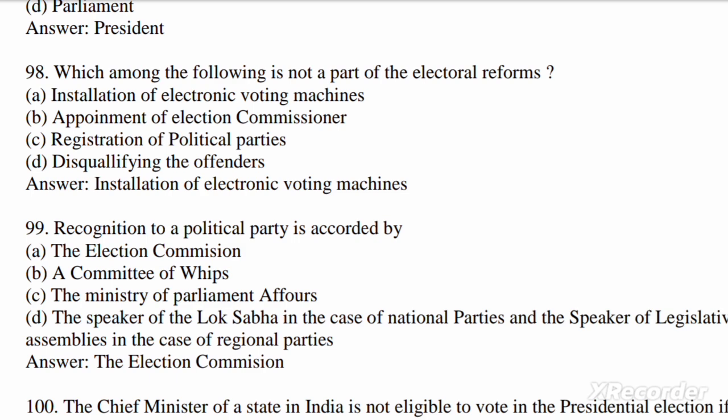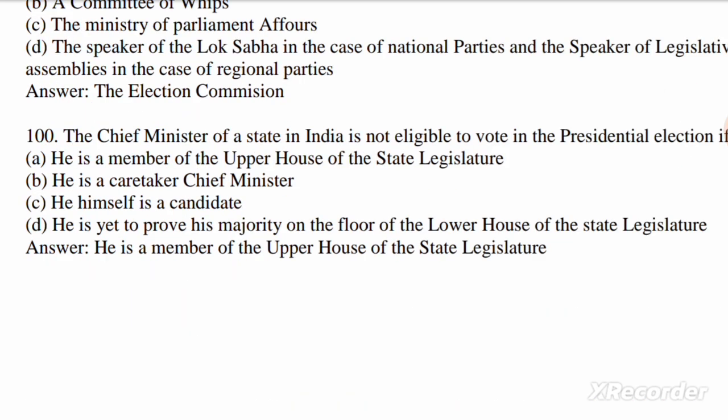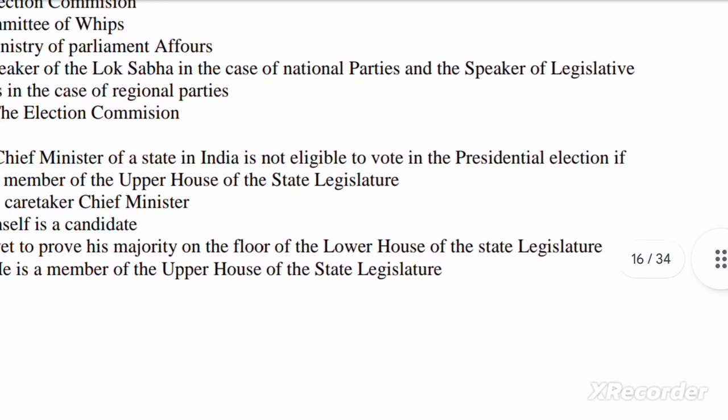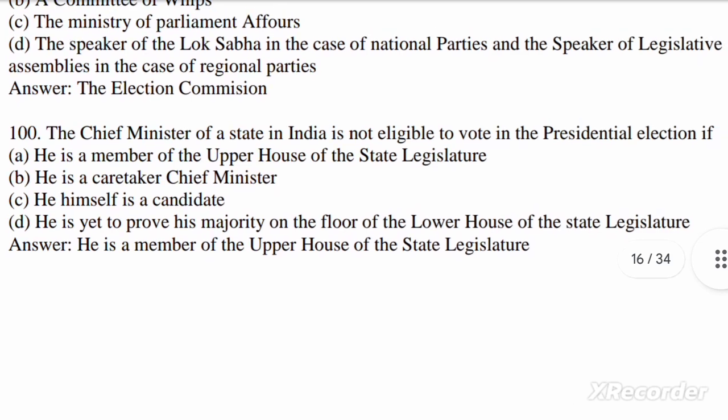Question number 100. The Chief Minister of a state in India is not eligible to vote in the presidential election if he is a member of the upper house of the state legislature.